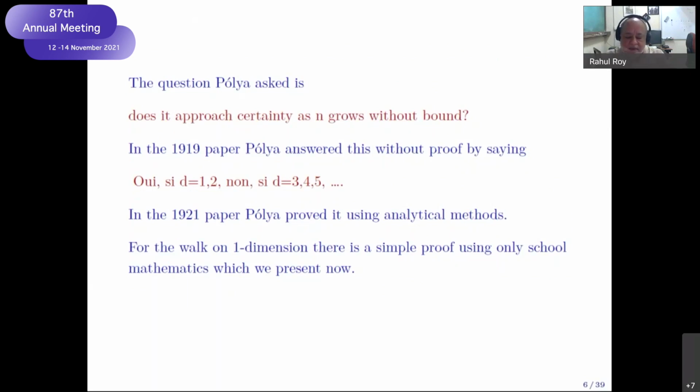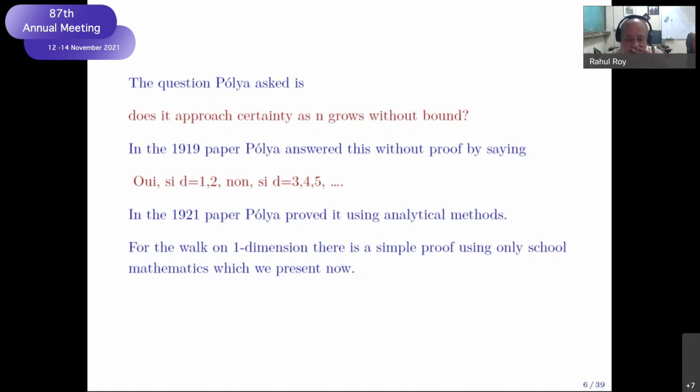That means that it returns to the starting point. Does it approach certainty as n grows without bound? And in his first paper, he answered basically yes if the dimension is 1 or 2, no if the dimension is 3, 4, or 5. And then in a second paper 2 years later, he actually proves it by analytic methods.